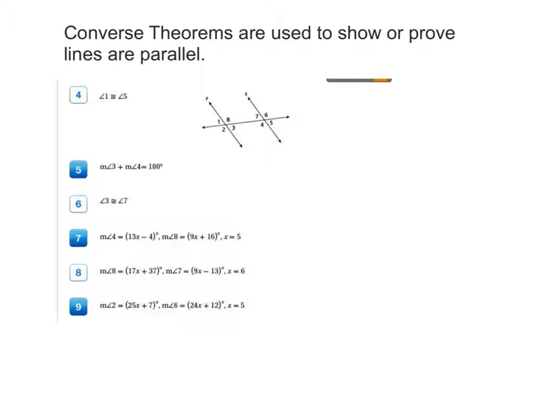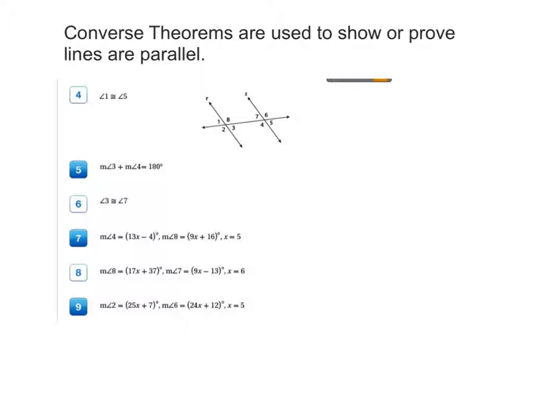So converse theorems from 3-3 are used to show or prove lines are parallel. So if you look at our figure here with 2 lines cut by a transversal, these lines do not state that they are parallel. So we can't really say angle 1 is congruent to angle 5 unless they're parallel, or we could say the lines are parallel because angle 1 is congruent to angle 5.